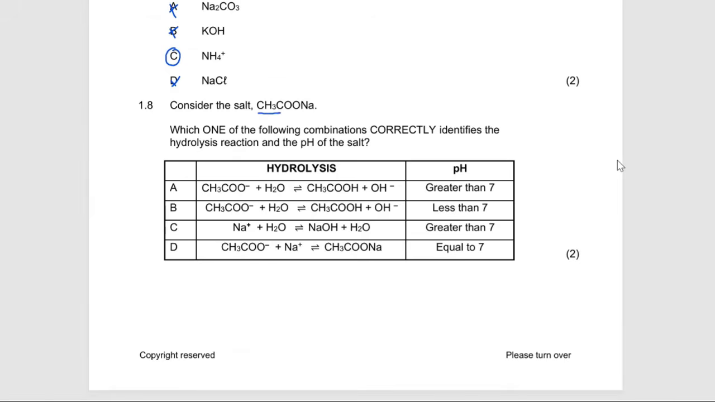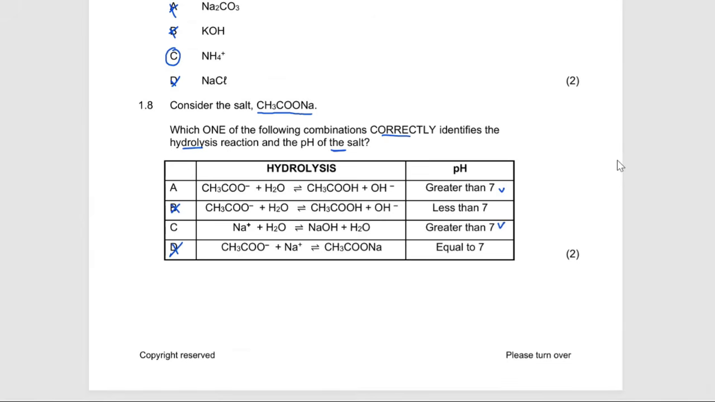Then moving on there to 1.8, it says consider the salt. They were given the salt CH3COONa. Then it says which one of the following combinations correctly identifies the hydrolysis reaction and the pH of the salt, right? So in terms of our pH there, we should know that the pH of this salt is going to be greater than 7, right? So we're going to have our option A as well as option C there. So B and D are incorrect.